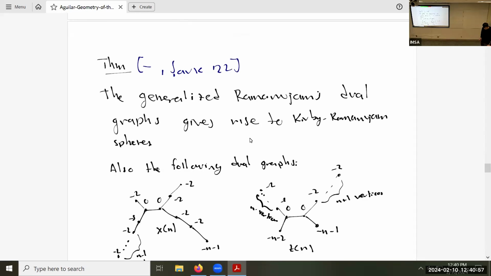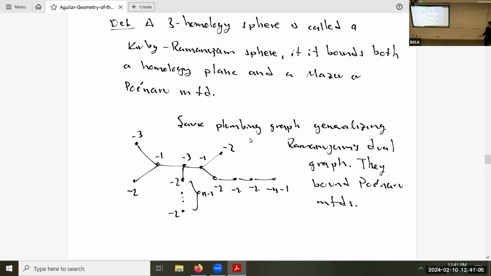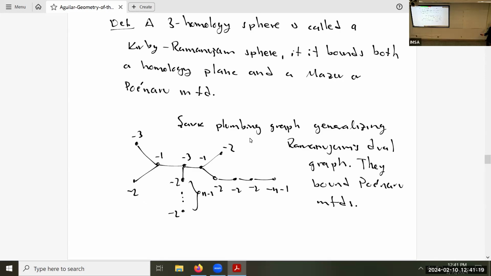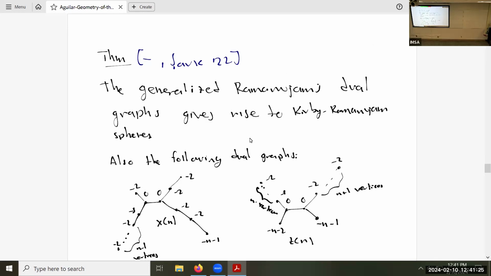We just reviewed the literature. So Seidenberg had constructed some generalizations of the Ramanujam surface, and he constructed something similar to this. So we use his construction, and well, he already knew that those were Poincaré manifolds, so we only conclude that these are also Ramanujam, so they are Kirby-Ramanujam spheres. And we also found more examples.